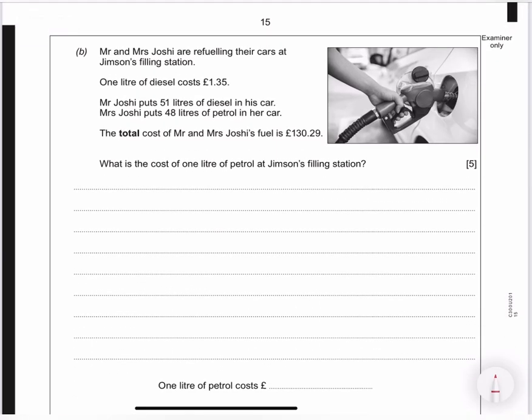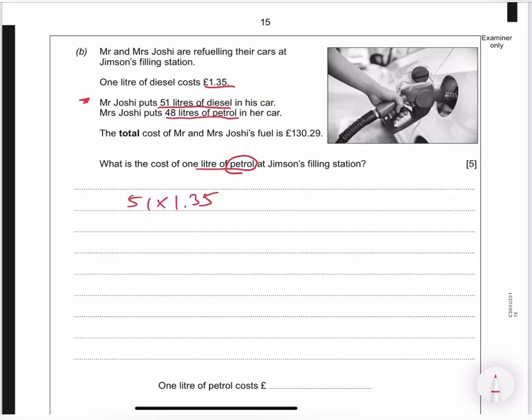Okay, next part. Mr. and Mrs. Joshi are refueling their cars at Jimson's filling station. 1 litre of diesel costs £1.35. Mr. Joshi puts 51 litres of diesel in the car, but Mrs. Joshi uses petrol, 48 litres of petrol. The total cost for both of them is £130.29. We need to find the cost of 1 litre of petrol.